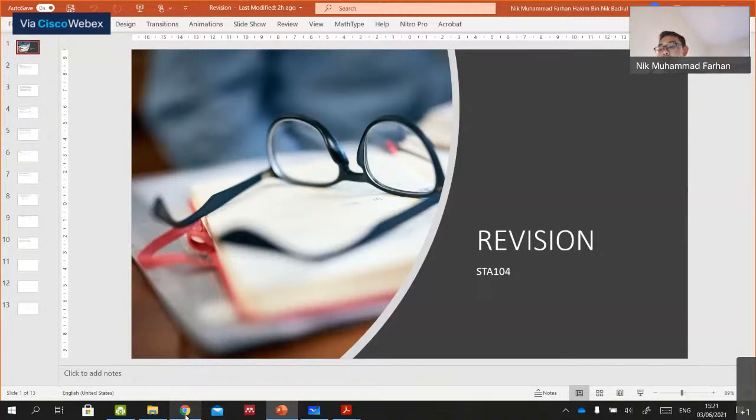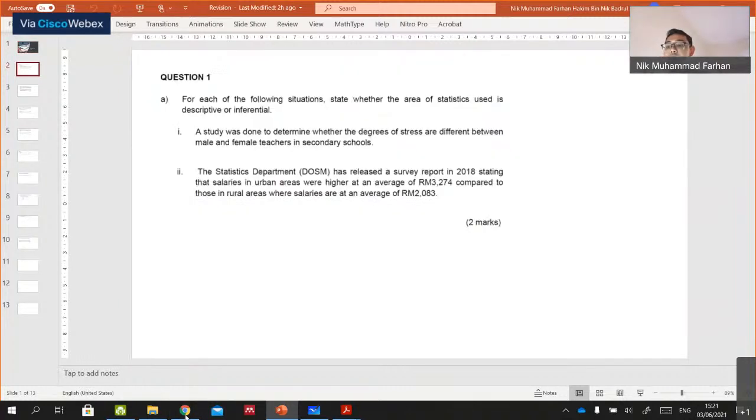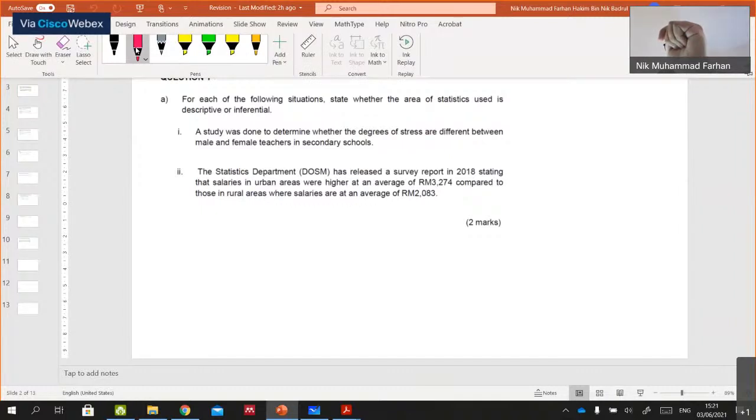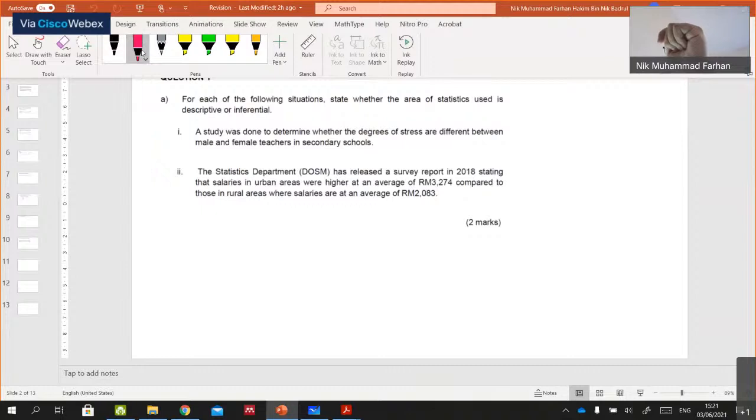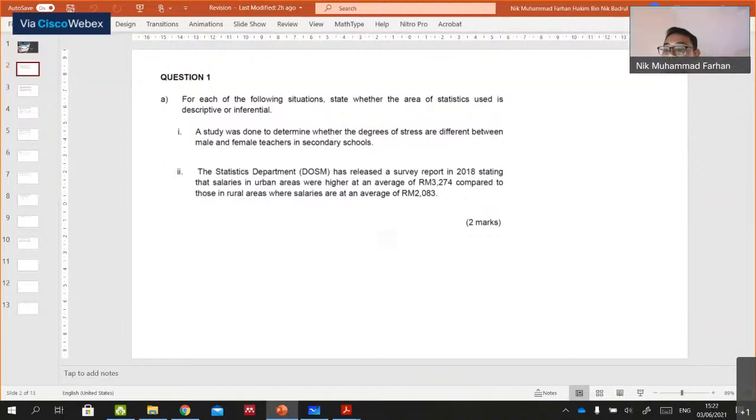Baik, kita terus kepada soalan. Right. So, for question 1, we have something like this. For each of the following situations, question 1A, you have to state whether the area of statistics is either descriptive or inferential, right? So you just need to define it. Which one is it?